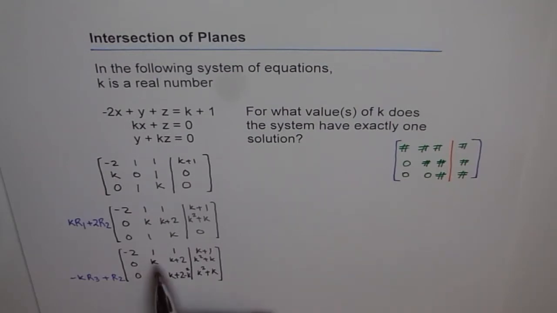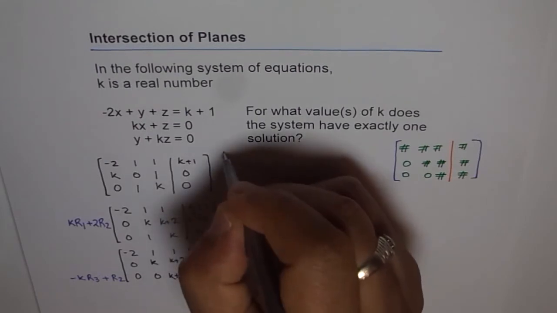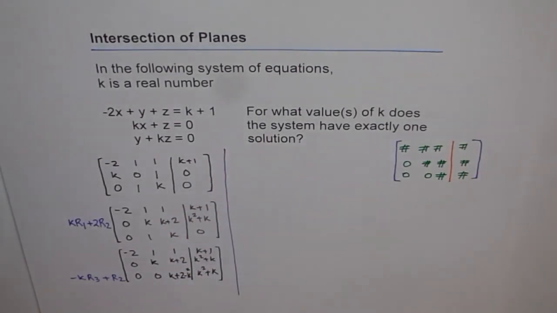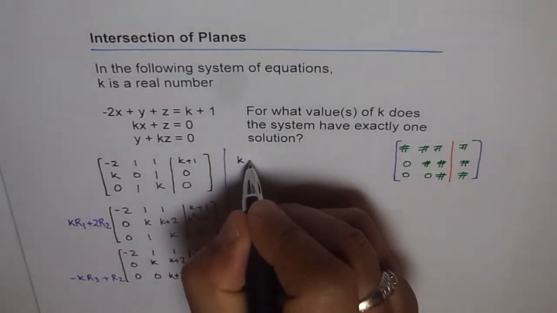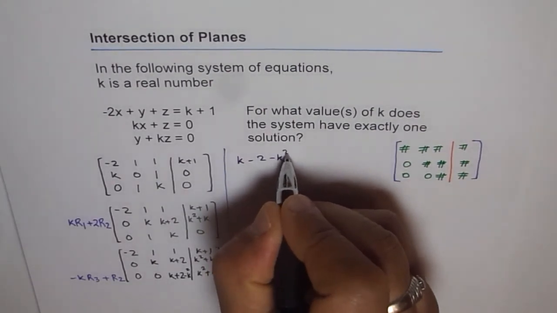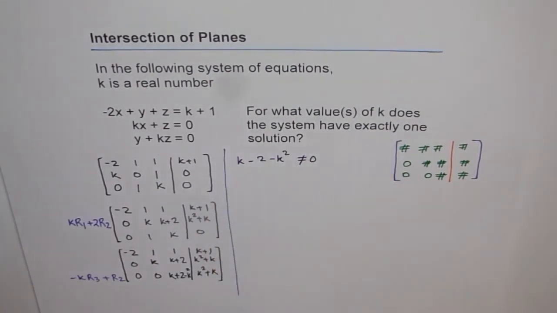Now as you can see, the condition for them to intersect in a point is that k plus 2 minus k square should not be 0, right? So we'll put that condition and then solve. So for one solution, that means just one point of intersection, this should not be 0, correct? So we have the condition as k plus 2 minus k square is not equal to 0. That is the condition, right?